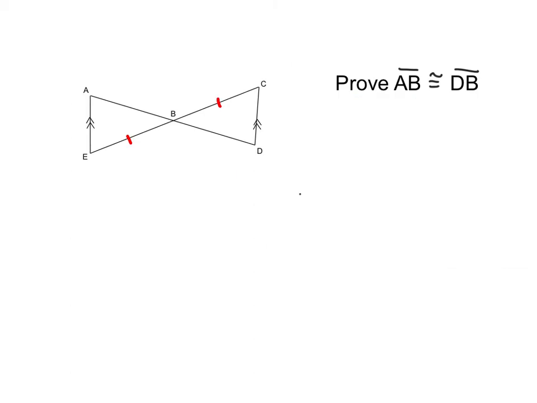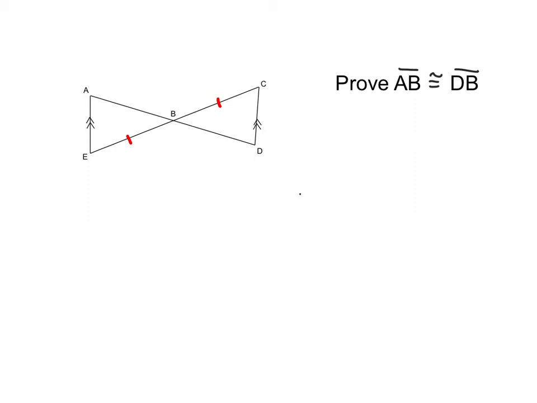Let's look at another pair of triangles here. In this case, I want to prove that segments AB and DB are congruent. So again, I'm going to look at these triangles and say, can I show the triangles are congruent? And then from there, can I show that the congruent triangles have congruent parts? So again, take a minute and decide, how do you think we're going to show these triangles are congruent? All right, let's do it.